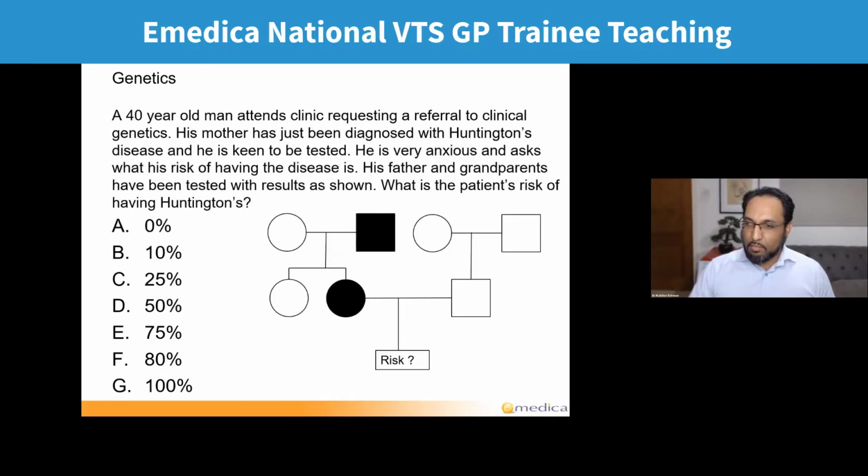So we can see that most people picked D. After that, the most popular answer was C. So 50% was the most popular, followed by 25%. So in any picture test, look at both the picture and the scenario.